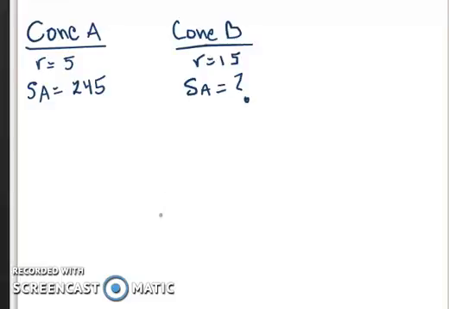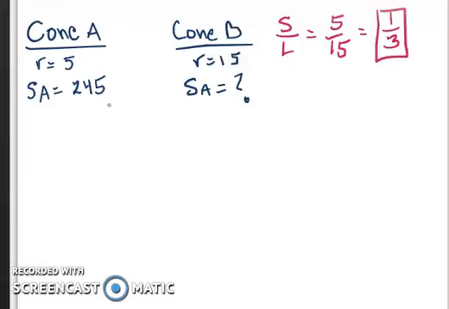So here we go. Given R's, the radius of these cones, and the surface area of 245, what would be the surface area of the cone? Okay, we can actually do this. First thing we want to do is relate something, and I'm going to do small to large. So I'm going to do 5 to 15, the radius. We can reduce that to 1/3, so the scale factor would be 1/3.